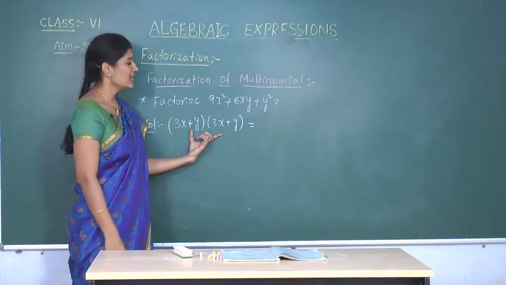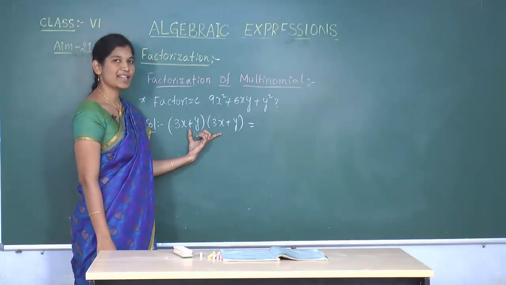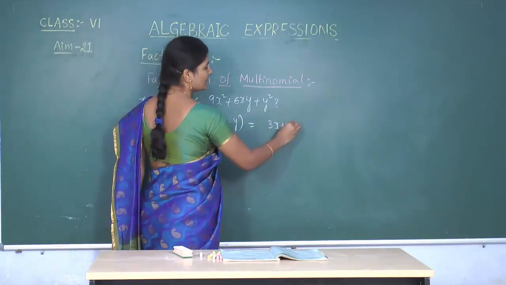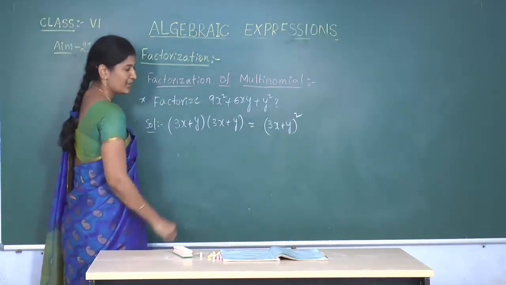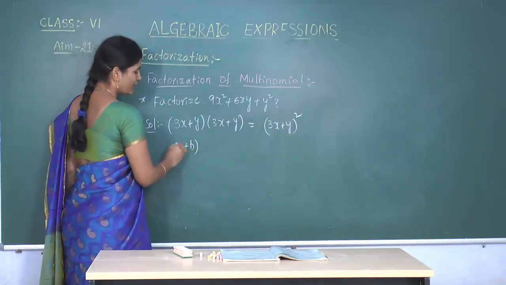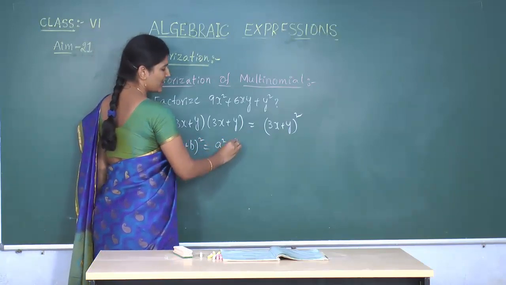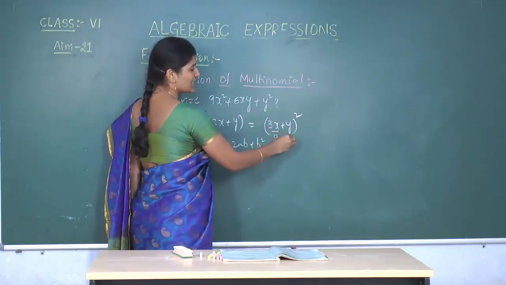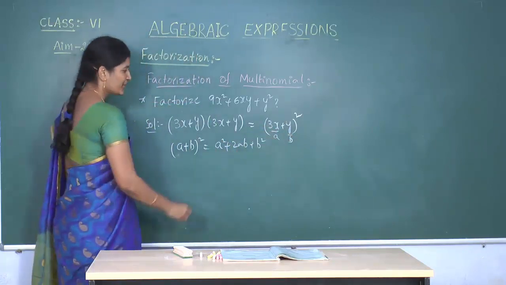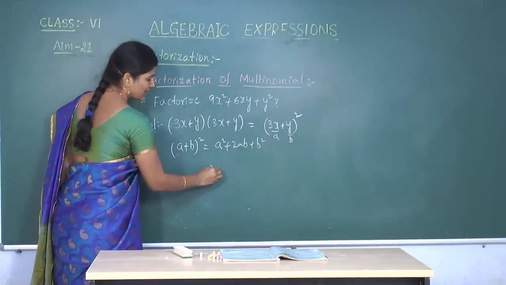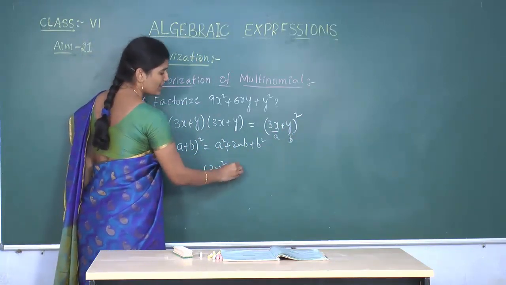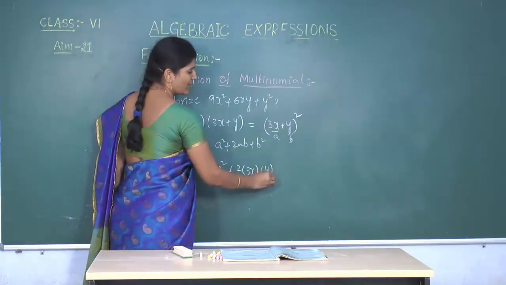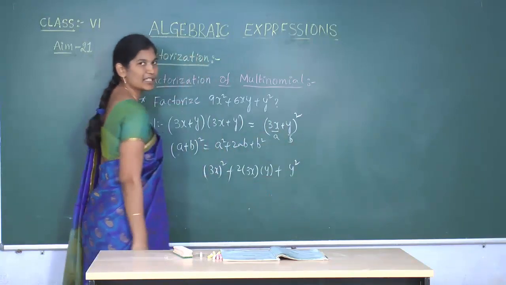Already we learned this type of products in the previous aim, and this we can write as (3x plus y) whole square. We know the (a plus b) whole square formula, which is nothing but a square plus 2ab plus b square. In the place of a it is 3x, in the place of b it is y. Now a square means (3x) whole square, plus 2ab means 2 into 3x into y, b square means y square.